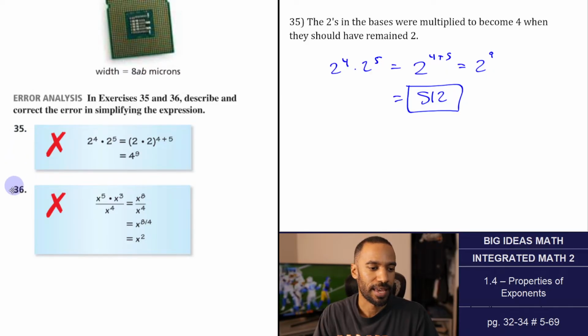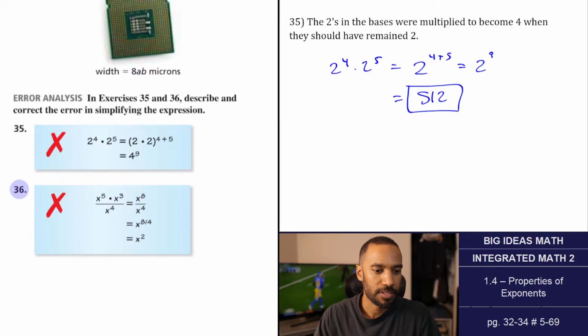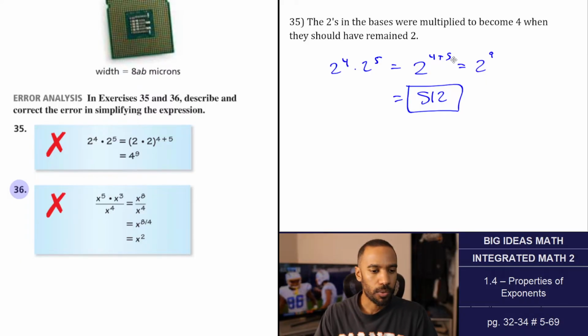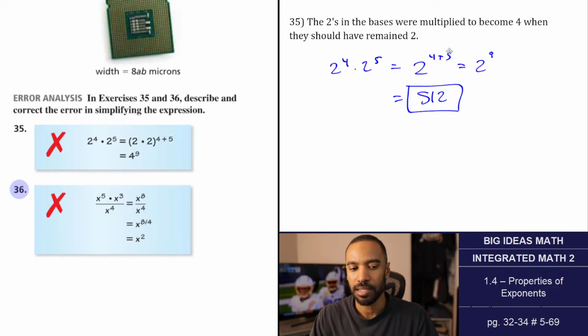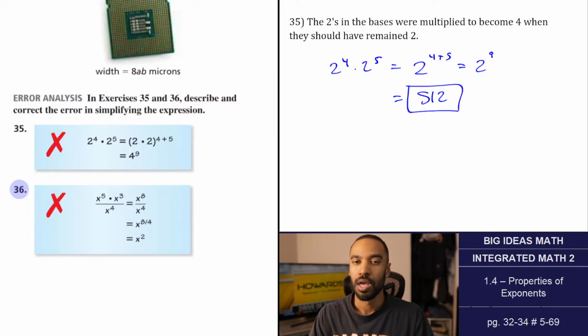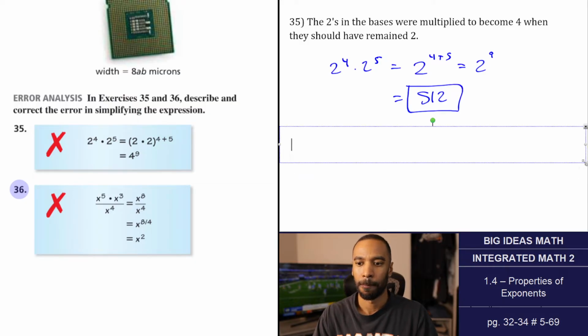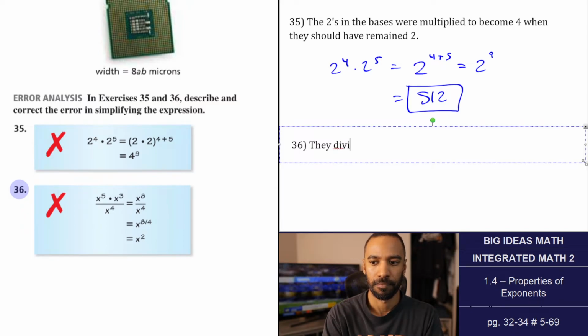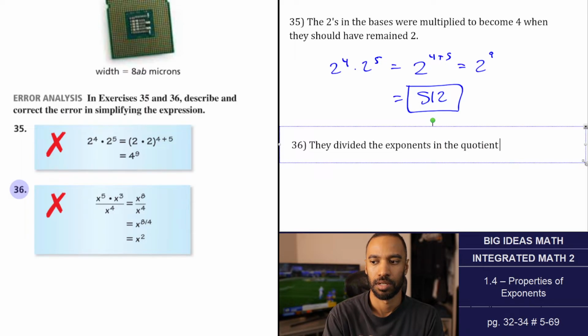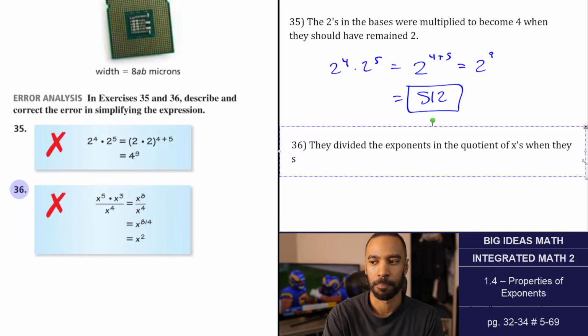And then number 36, x to the 5th times x cubed over x to the 4th equals x to the 8 over x to the 4th. They added the 5 and 3, so far so good. Equals x to the 8 divided by 4, which is incorrect, which is x squared. So 8 divided by 4 is 2, but you are not dividing the exponents. You're dividing the x's, right? So in 36, they divided the exponents in the quotient of x's when they should have subtracted them.